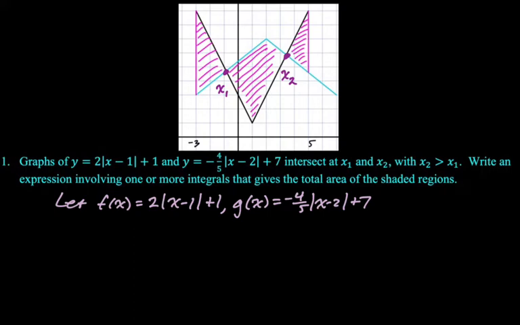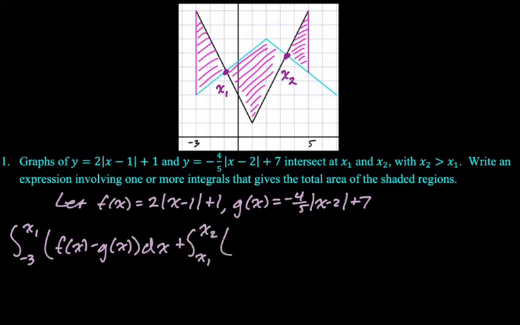So the first interval is negative 3 to x1, and on that interval, the one that opens up is on top, so f of x is on top. So negative 3 to x1 of f of x minus g of x. Then between x1 and x2, the one that opens down, g of x, is on top, so it'll be x1 to x2 of g of x minus f of x. And then from x2 to 5, the one that opens up is on top again, so that's f of x, and the bottom will be g of x. So from x2 to 5 of f of x minus g of x.